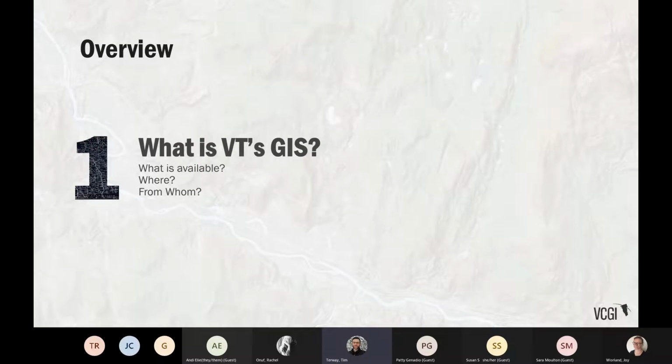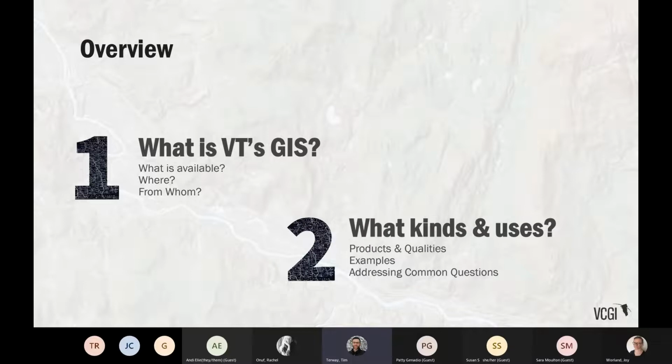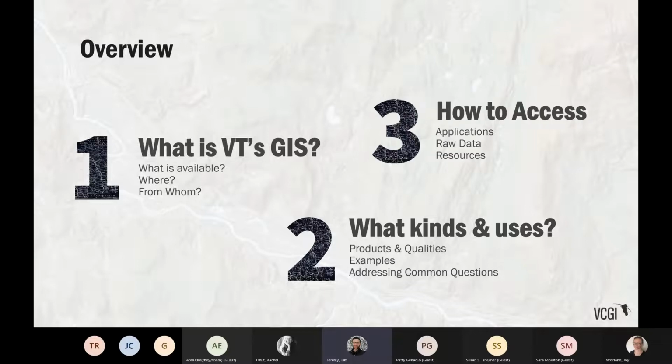So we'll start right at the basics. What is Vermont's GIS, and more importantly, where does it come from, what's available, and who are the parties that contribute to it? The second half of this talk is going to focus a bit on the kinds of information that are available, some example uses that they're applied for, differences in the kinds of products that we publish and maintain, and importantly, some of the common questions both that we see and I presume that you might see in your roles as librarians.